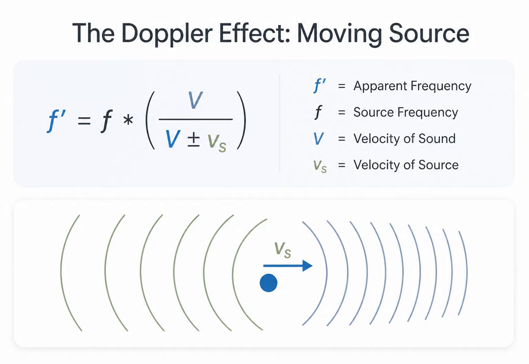light. When a sound source moves relative to a stationary observer, the observer perceives a shift in pitch. If the source moves away, each successive wave crest is emitted from a position further back, stretching the wavelength and lowering the apparent frequency. Conversely, an approaching source compresses the wavefronts, raising the frequency. Mathematically, we express this using the source velocity, Vs, and the speed of sound, V.